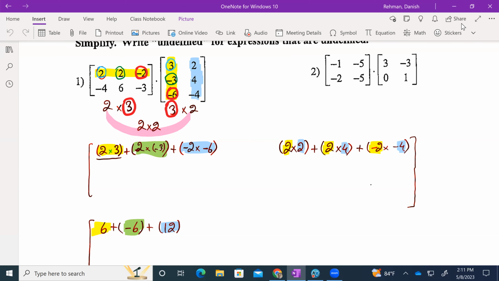Now what I will do, I will highlight the second row in green color. And then I will multiply the second row with the first column to get the resulting element in the second row and the first column. So let's see what will happen now. I'm multiplying the -4 with a 3 plus a 6 with a -3 and then plus a -3 with a -6 multiplied.